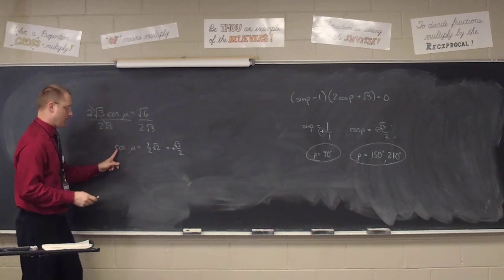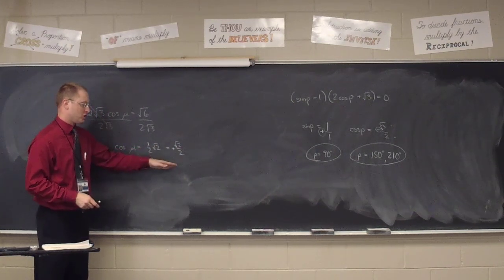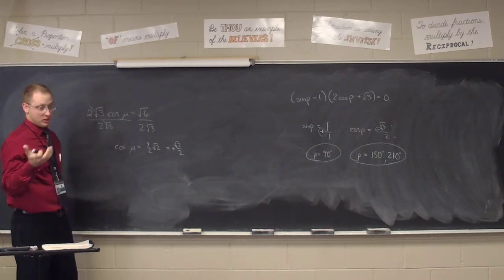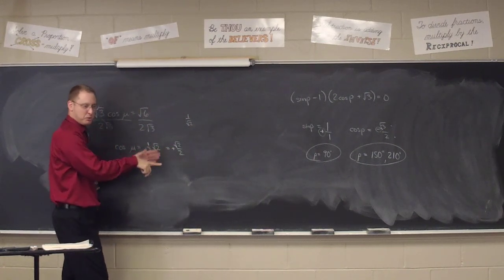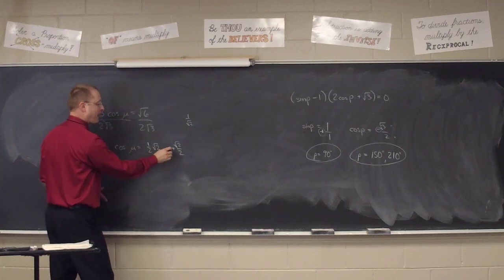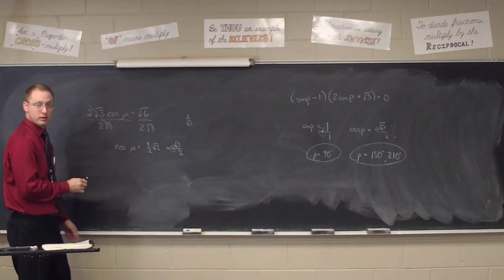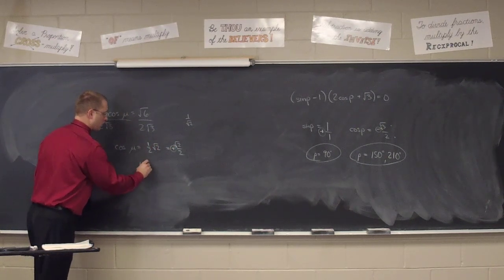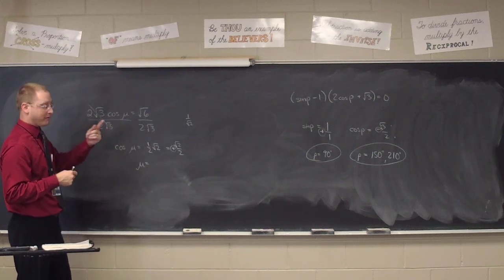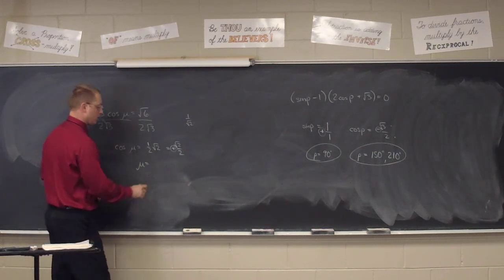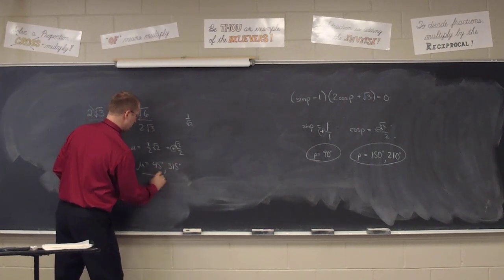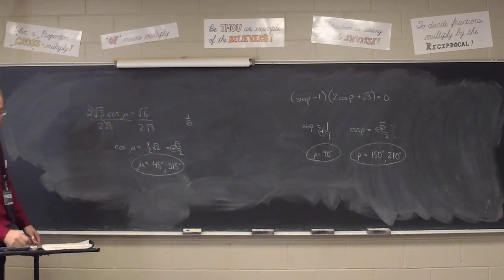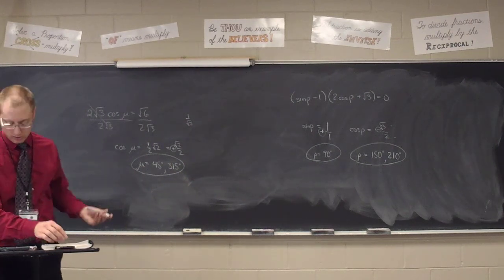When is cosine adjacent over hypotenuse square root of 2 over 2? 45. We should have memorized this 45. Technically, it would be 1 over square root of 2, but we've seen this so many times rationalized. We know it's 45. Positive, though. When's cosine positive? First and fourth. So I need the 45 in 1 and the 45 in 4. So 45 and 315. And there's my angles. Questions on that one? All right.